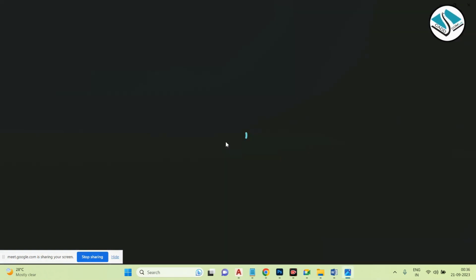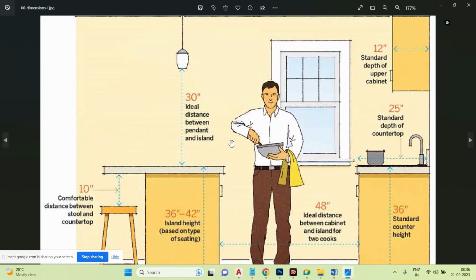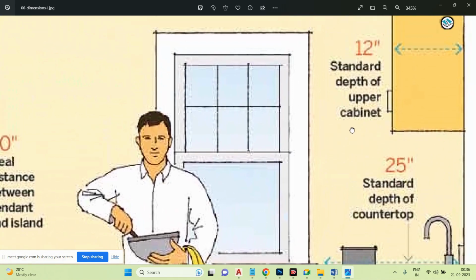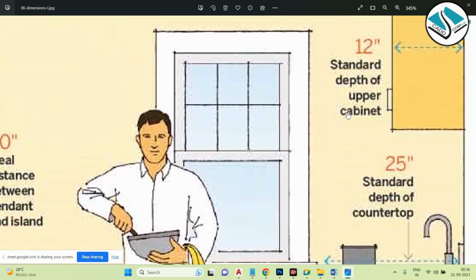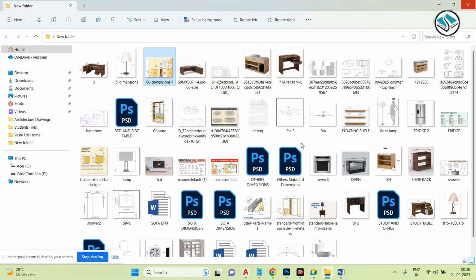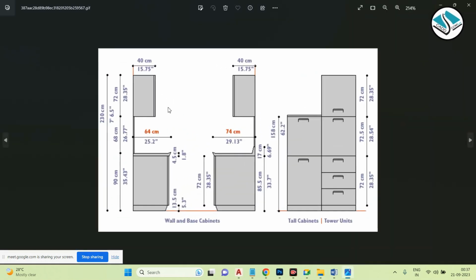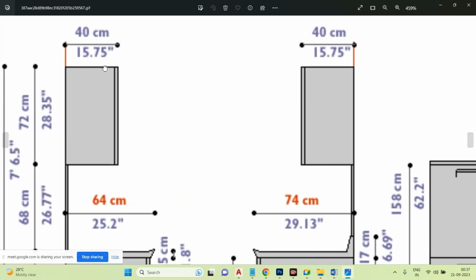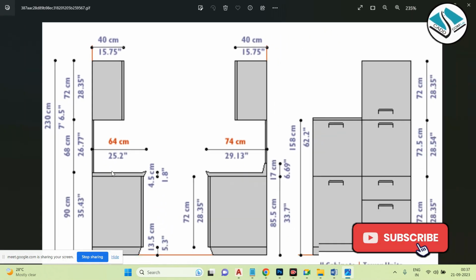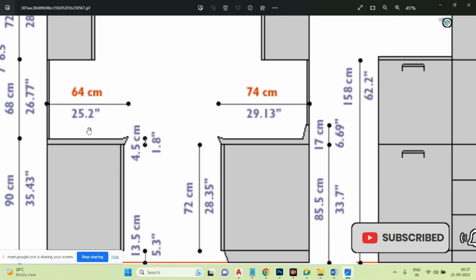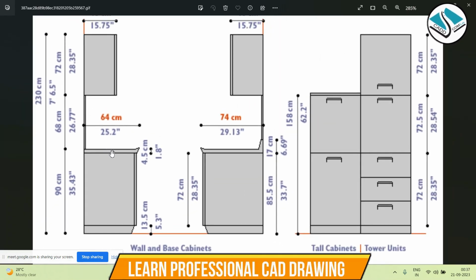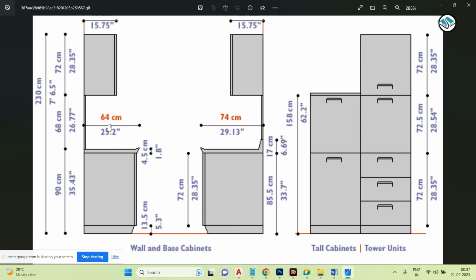There are so many standard dimensions, not only for wardrobes. For a kitchen, you should know the kitchen height, kitchen cabinet height, countertop height. There are so many types of standard. How much is the depth? You can see here the total depth is 40 centimeter for the upper cabinet, and the bottom cabinet depth is 25.2 inches, like 64 centimeter around.